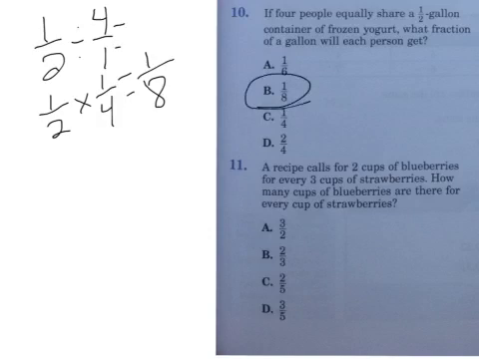Let's go right into number 11. A recipe calls for 2 cups of blueberries and 4 cups of strawberries. How many cups of blueberries are there for every cup of strawberry? So it's just asking us what fraction is it going to show. And so our fraction is going to be B, 2/3.